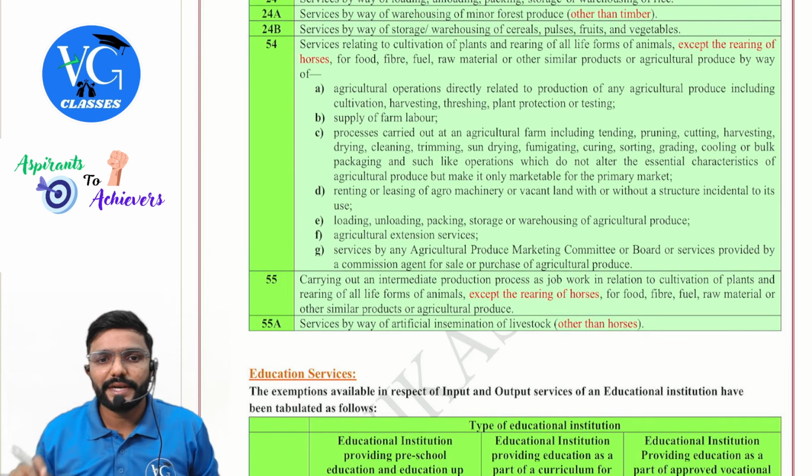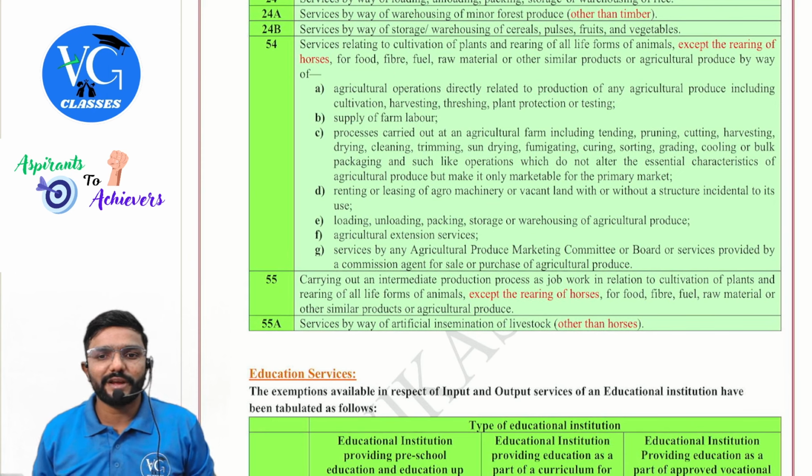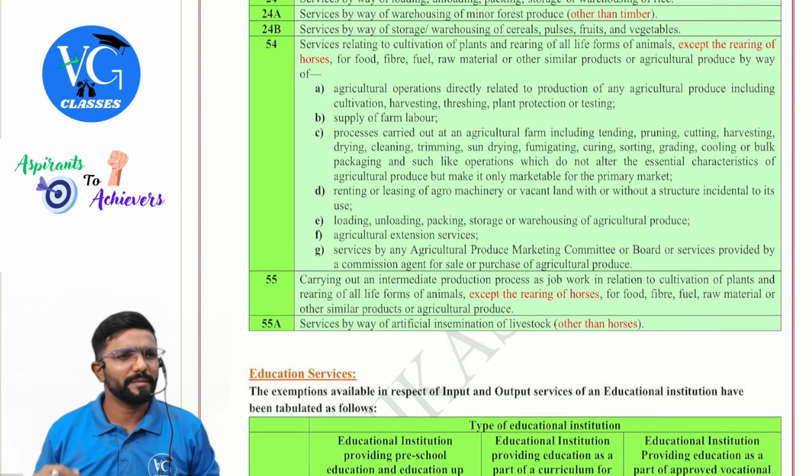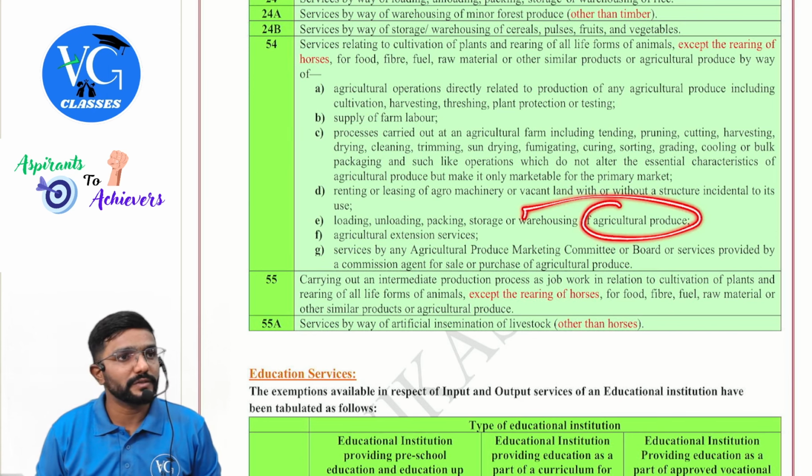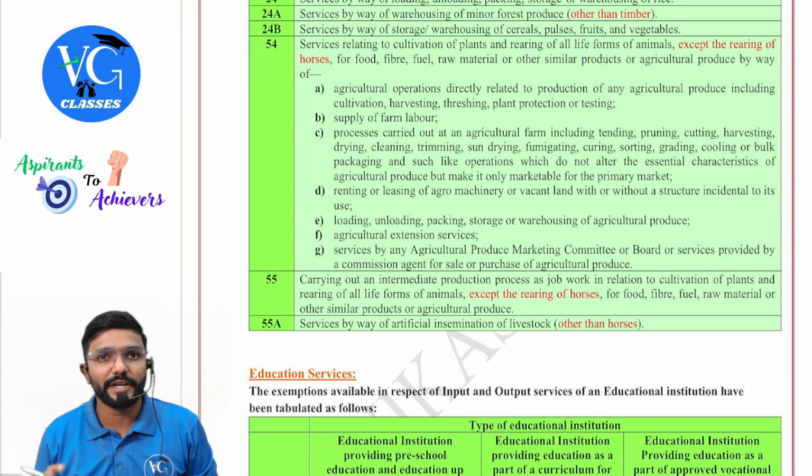Next, D. Renting or leasing of agro machinery or vacant land with or without a structure incidental to its use. Okay, means letting out of agricultural equipments. Next, loading, unloading, packing, storage, or warehousing of agricultural produce. Guys, here they have covered loading, unloading of agricultural produce.